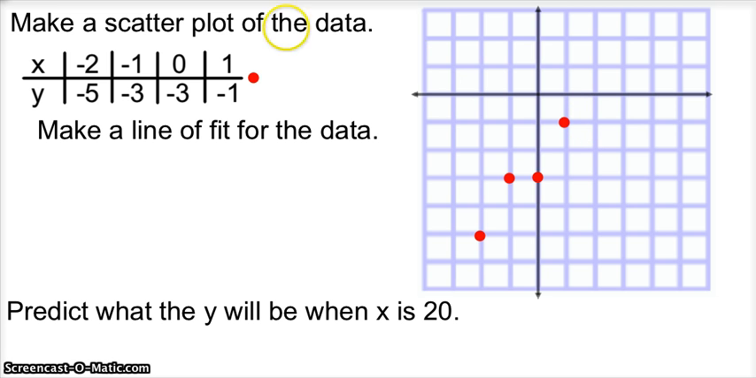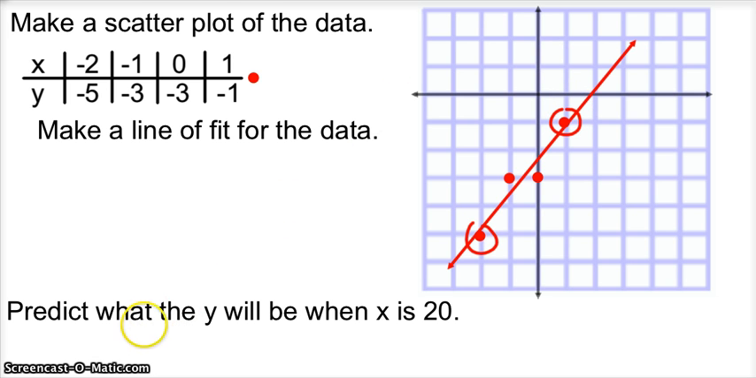Now, as you notice, these points do not make a straight line, so I can't connect the dots, but I'm going to make a line of fit or line of best fit for the data. So my line of best fit, I'm going to pick this point and this point to draw my line through the data. So I'm going to get out my handy dandy line tool, connect the dots about like so. So there's my line of fit for the data.